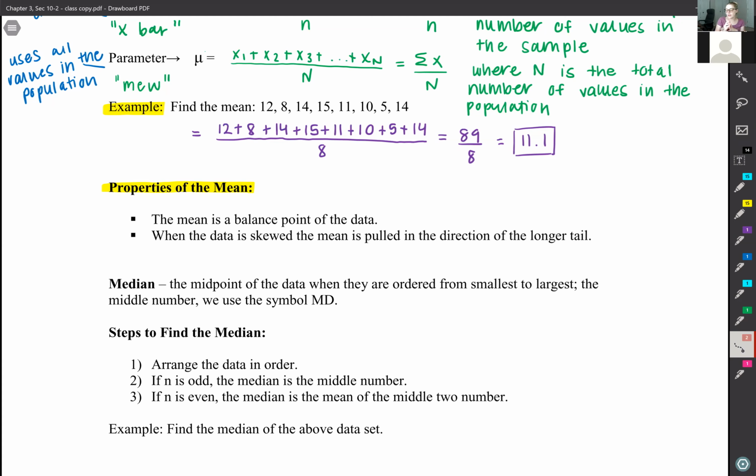And then lastly, when the data is skewed, the mean is pulled in the direction of the longer tail. Do you remember when we talked about distributions and we said something can be right skewed or left skewed? If something is skewed, the mean tends to be pulled in the direction of the longer tail. So if something is right skewed, it means it has a tail on the right side. So the mean would be pulled.